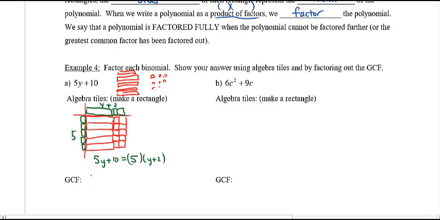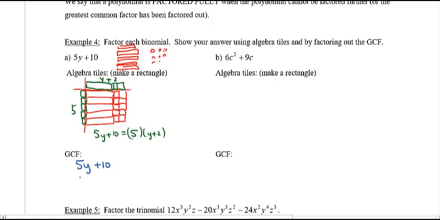And if I were to use the idea of factoring out the greatest common factor between 5y plus 10, you get the same thing. Because if I take out the greatest common factor, that would be a 5. And then you should be asking yourself, what's 5y divided by 5? That's right, that's just y. What's 10 divided by 5? That's right, that's positive 2. And look, you get the same answer as above in the algebra tile picture. Okay?